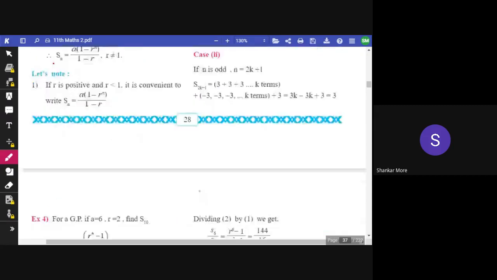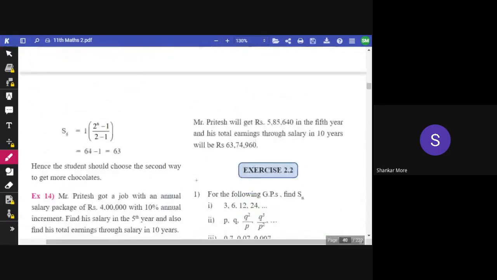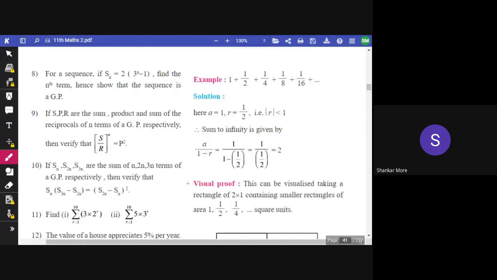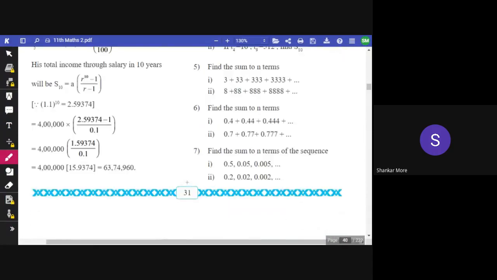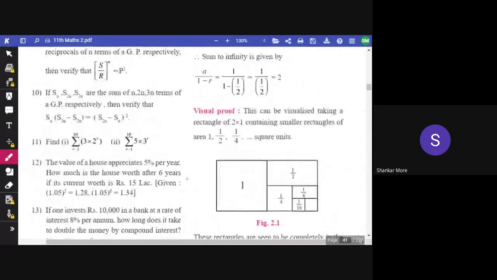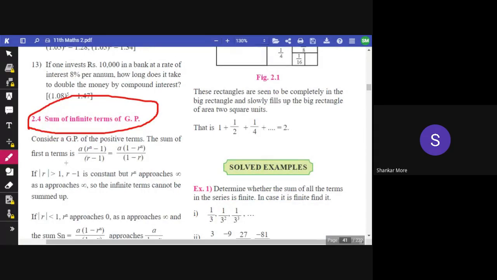Okay, chalo, theek hai. So our next topic is, we are not going to take any example here. We will just move to the next topic. Sum of infinite terms of GP. So consider a GP of positive terms.